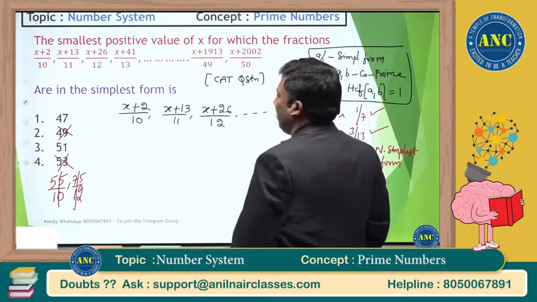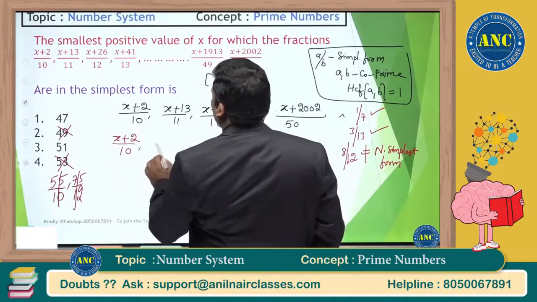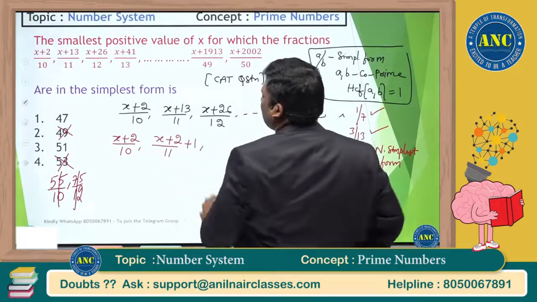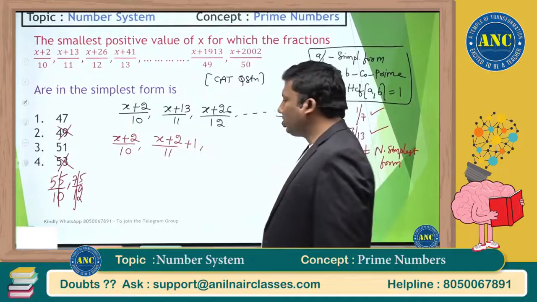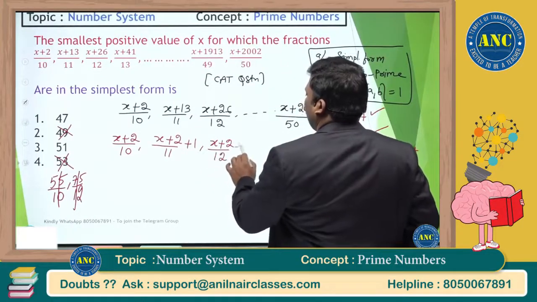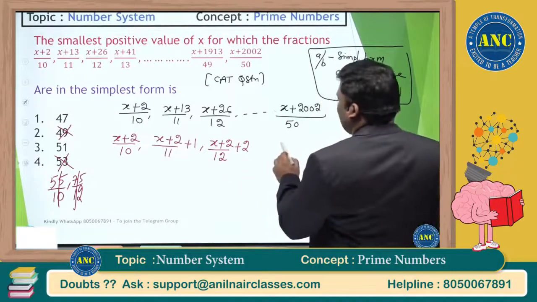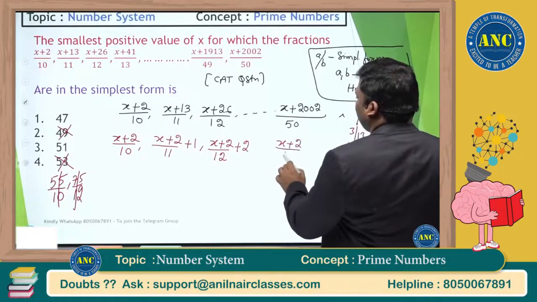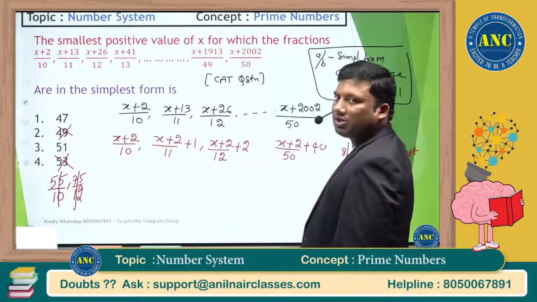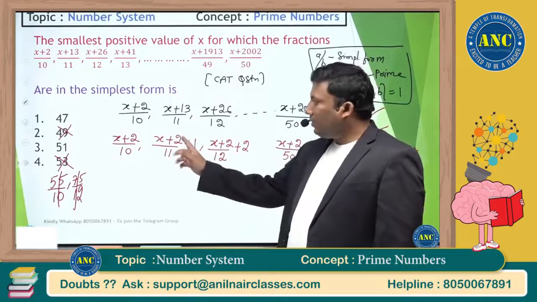Now, can I write this equation as (x + 2)/10, (x + 2)/(11 + 1)? Can I write that? 11 ones are 11, 11 plus 2 is 13. This is (x + 2)/(12 + 2); are you all with me? 12 twos are 24, plus 2 is 26. And (x + 2)/50, with 50 forty times is 2000, plus 2 is 2002.